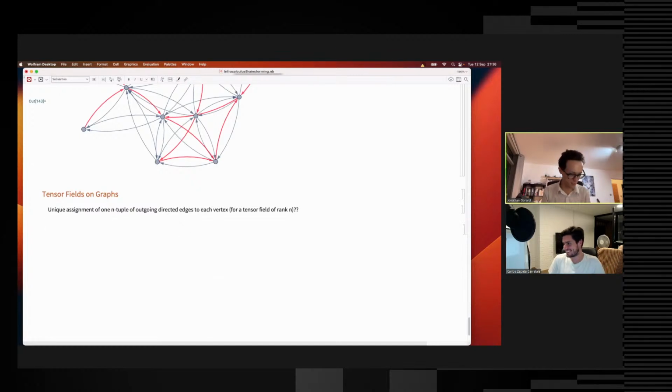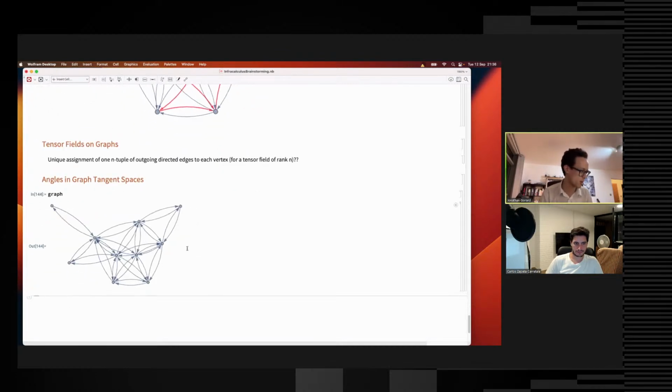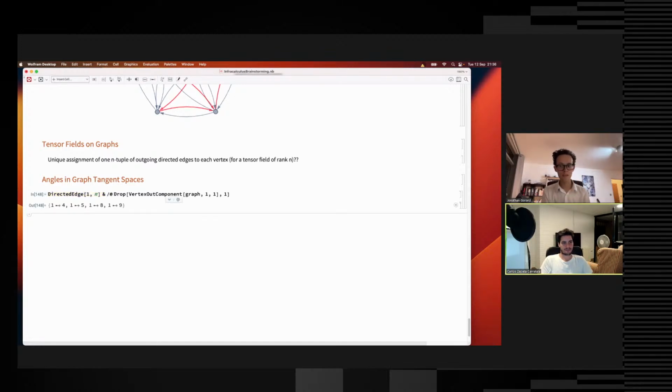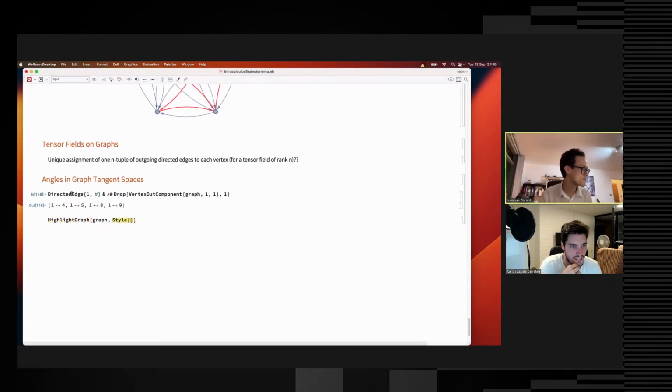Okay, so let's make that our last comment, so to speak: angles in tangent spaces, in graph tangent spaces. So we take the out component of this, drop one directed edge, 1 comma. Oh, this is super exciting. This is super cool.